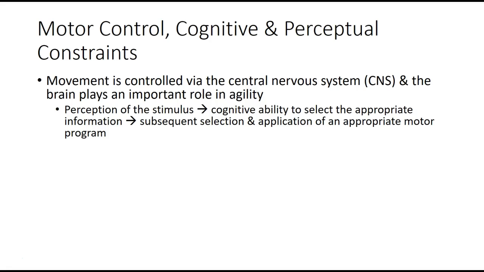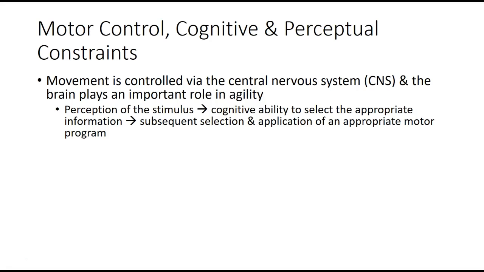So we look at agility performance and how it requires the development of effective and consistent motor programs. And we understand that movement is controlled via the central nervous system. So the brain plays an important role in agility, from the perception of the stimulus to the cognitive ability to select the appropriate information, and then the subsequent selection and application of an appropriate motor program.